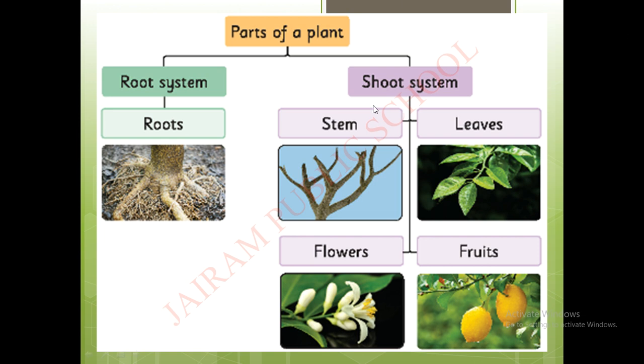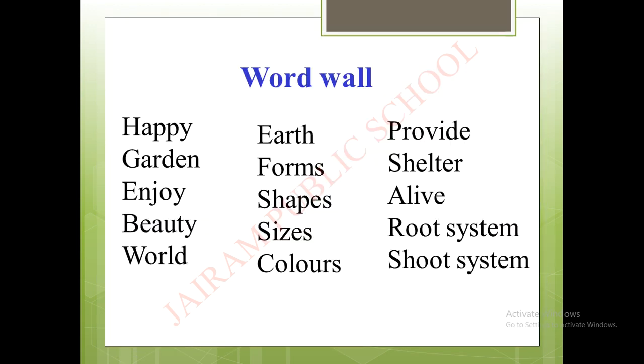Now here are the parts of the plant. So what do we have in the root system? The roots. Exactly. Next, in the shoot system we have stem, leaves, flowers, fruits and buds. So these are the parts present in a plant.